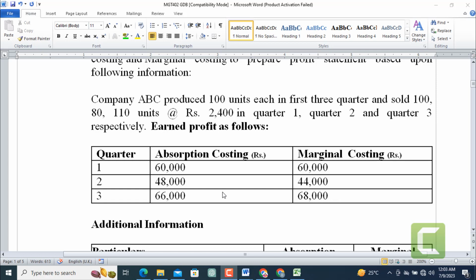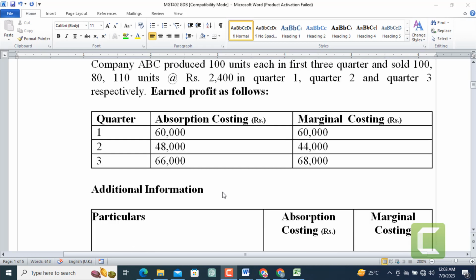Now if you look at this table, you will observe that in the first quarter, when all the produced units are sold, the profit is the same under both approaches. But when you sell fewer units, as you observed in the second quarter, the profit under absorption costing is greater than the profit under marginal costing. In the third, when you sold more units than the produced units, then the profit under absorption costing is less than the profit under marginal costing.